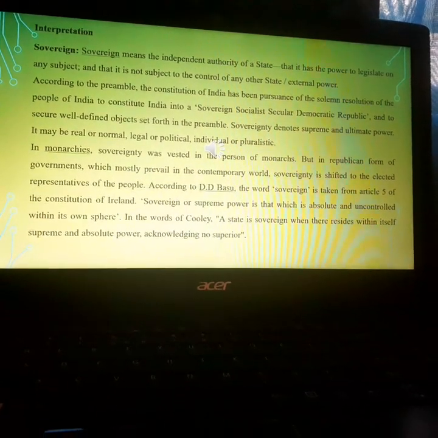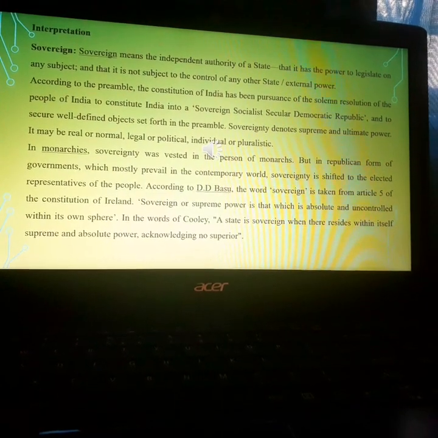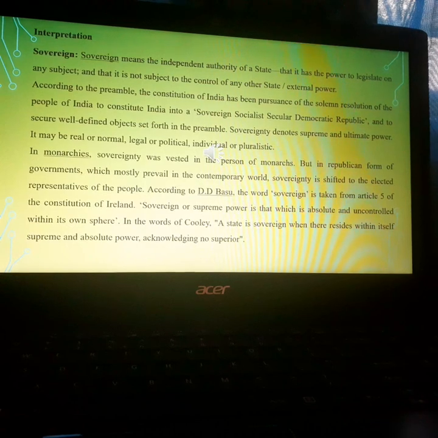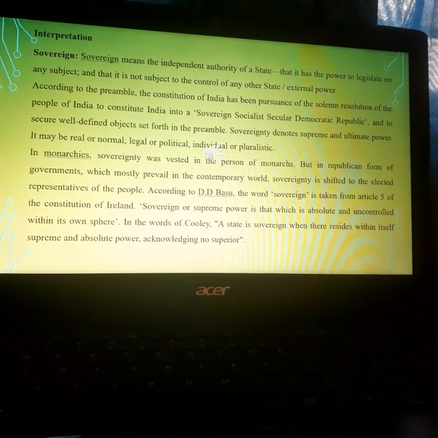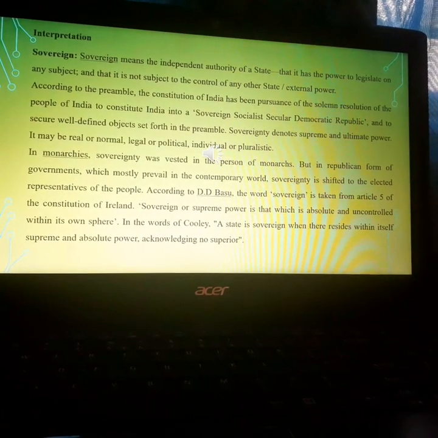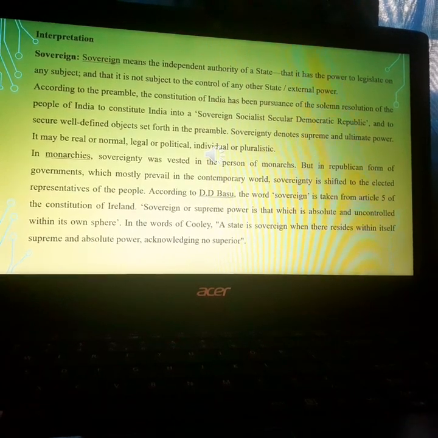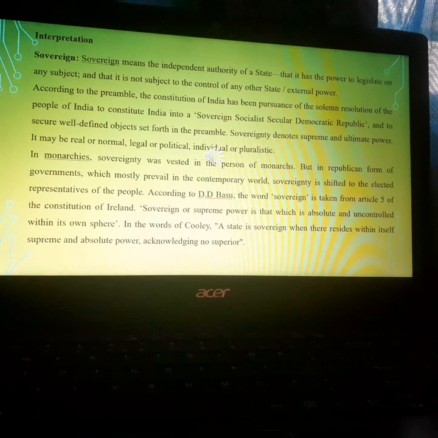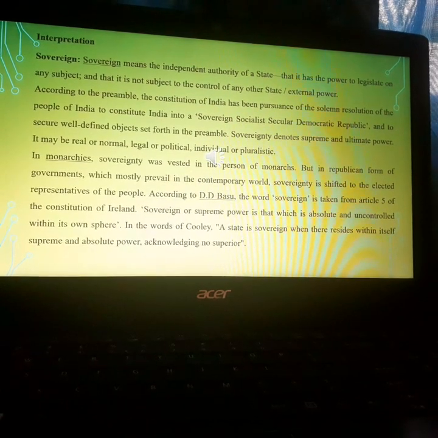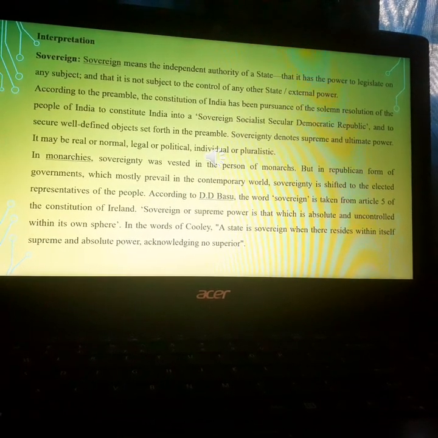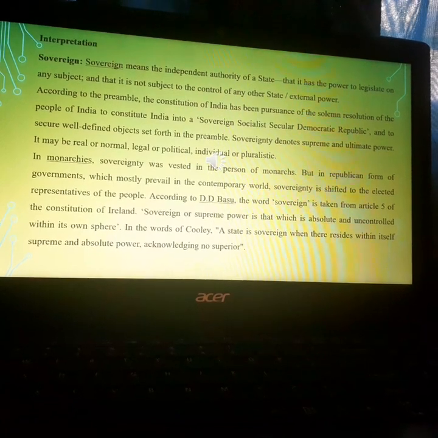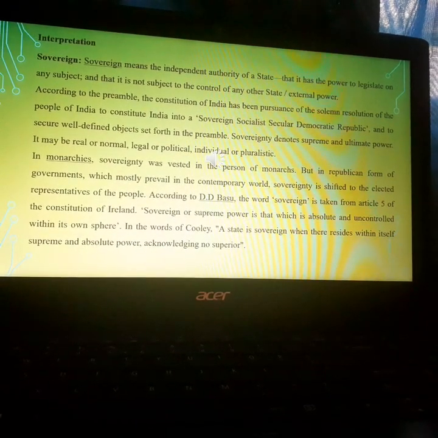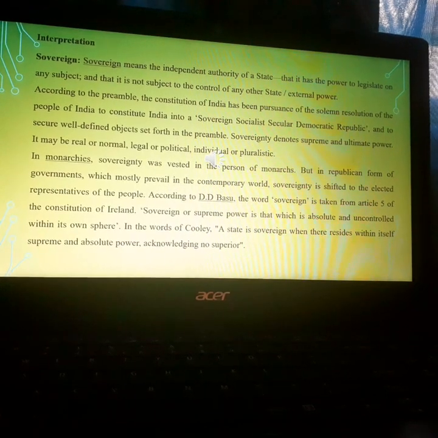Sovereignty denotes supreme and ultimate power. It may be real or nominal, legal or political, individual or pluralistic. In monarchies, sovereignty was vested in the person of monarchs, but in republican forms of government, which mostly prevail in the contemporary world, sovereignty is shifted to the elected representatives of the people.